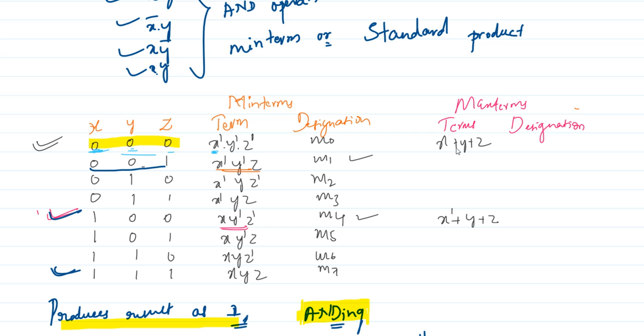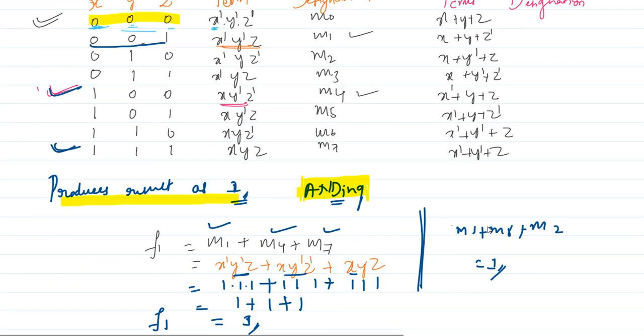Wherever zeros are there, you just write the simple or normal variable: x plus y plus z prime. Here x plus y prime plus z. Here x plus y prime plus z prime. Okay, x prime plus y plus z. So x prime plus y plus z prime, x prime plus y prime plus z. Now if you put the values with any of these max terms, you will get the result as 1.